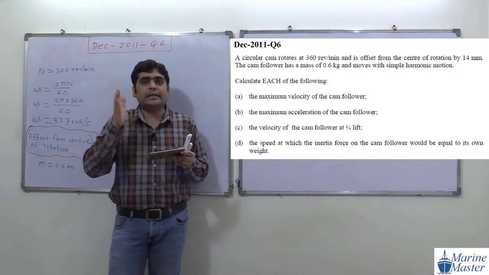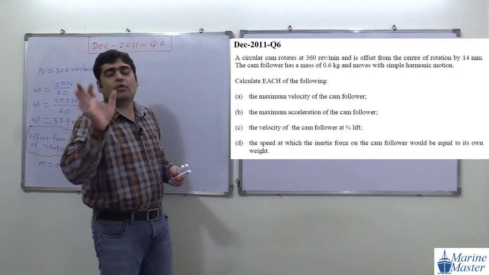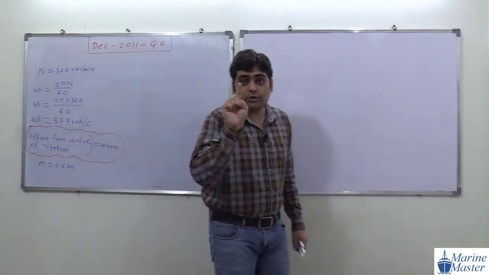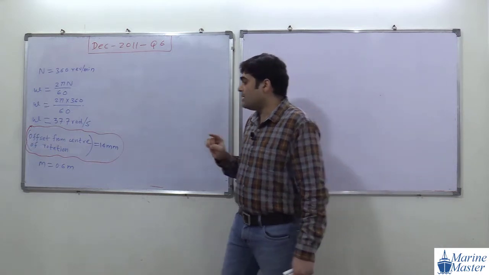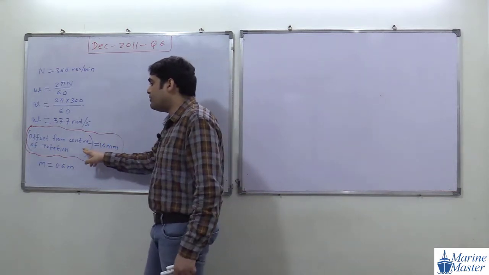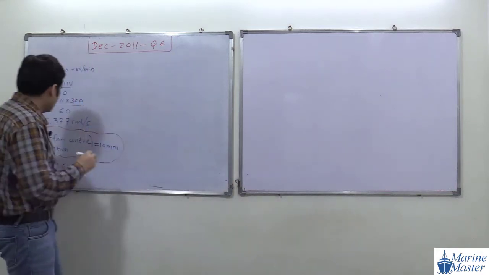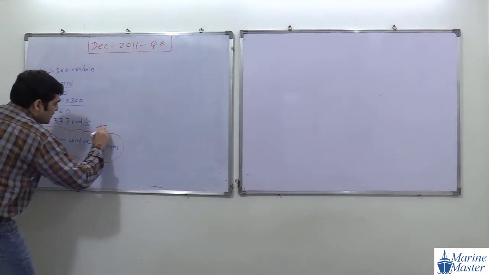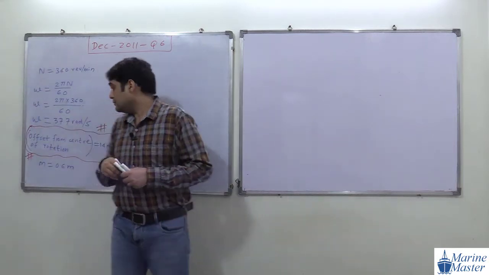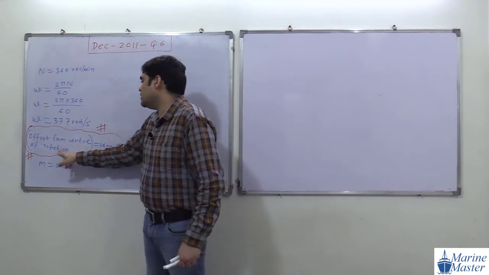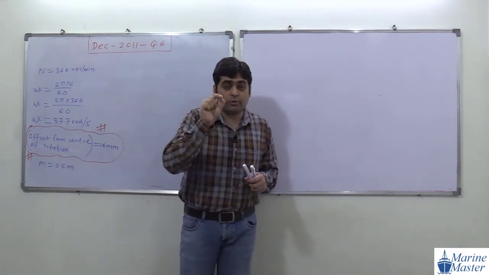For that purpose, I am going to draw our cam and follower arrangement. Try to remember the scenario. Here our cam is a circular cam, and what they mentioned in the question is the offset from the center of rotation. I am marking this point with a hashtag, a very important point of this question. The offset from center of rotation is 14 mm.